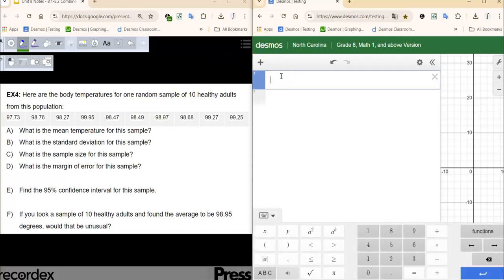The first thing they ask us to do is find the mean temperature for this sample. And to do that, we need to type these values in. So I'm going to call it L equals bracket. You can use any letter that you would like. 97.73. Put a comma in between each number.